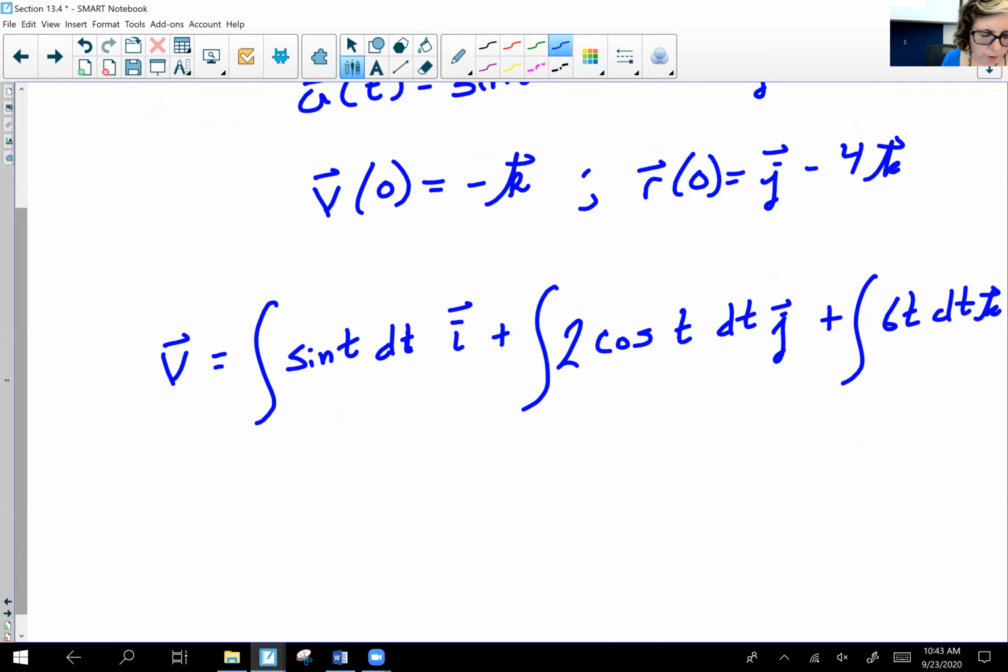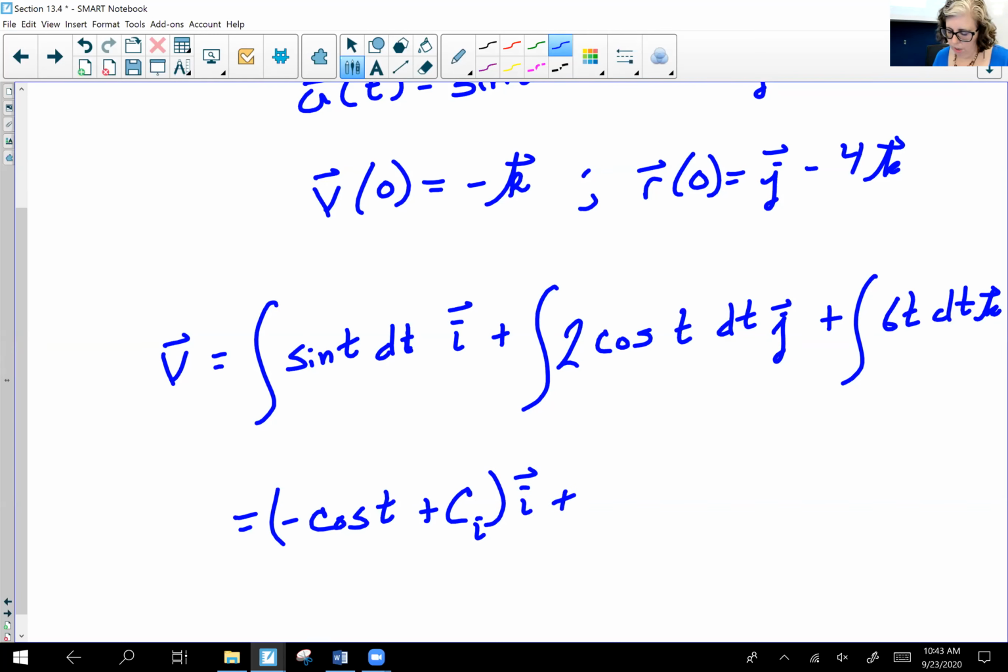All right, so when we do this integral, let's think about what's happening here. We're going to have negative cosine of t, right? But it's going to then have a plus, and we'll call it c sub I. That's my I component. Now remember, those of you in DiffyQ, you just throw constants all over the place like it's no one's business. You can't do that with vectors. We've got to pay attention to what's happening with vectors.